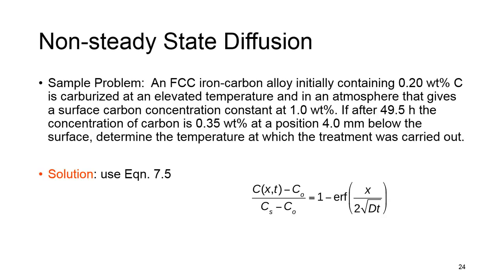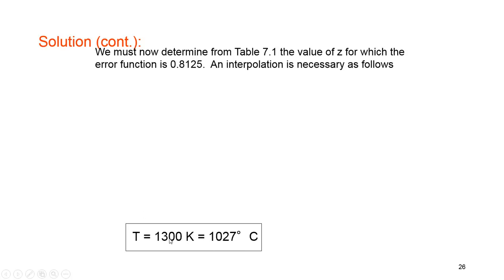and activation energy is 148,000 joules per mole. So if you plug QD and D0 into equation 7.8, of course we know the gas constant, then from here, by knowing the value of D, we can find the absolute temperature, which is equal to 1300 degrees Kelvin, and we can convert it to degrees Celsius. We can work this in the class.